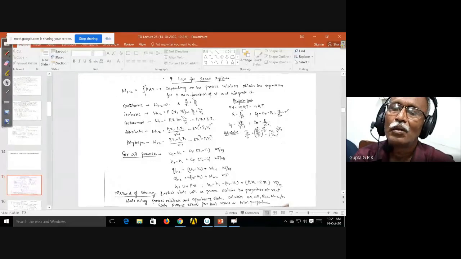And Cp is gamma R by gamma minus 1, Cv is R by gamma minus 1. And you are supposed to know the values of Cp and Cv for air. Okay, so 1.005 for Cp, 0.718 for Cv, 0.287 for R, and 1.4 for gamma. Okay, these things you have to remember.